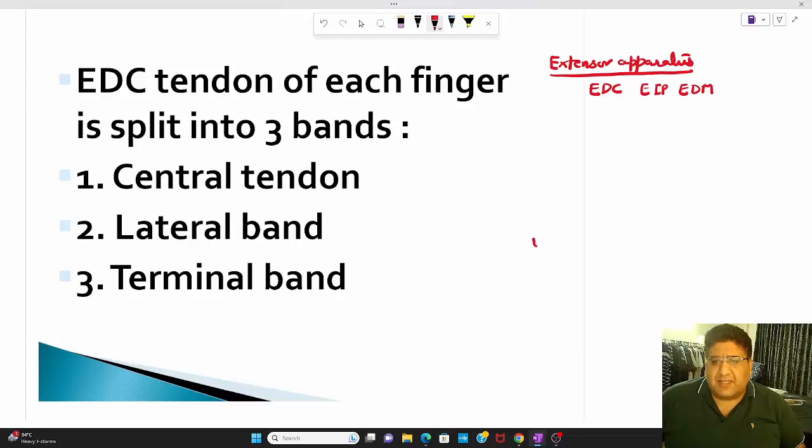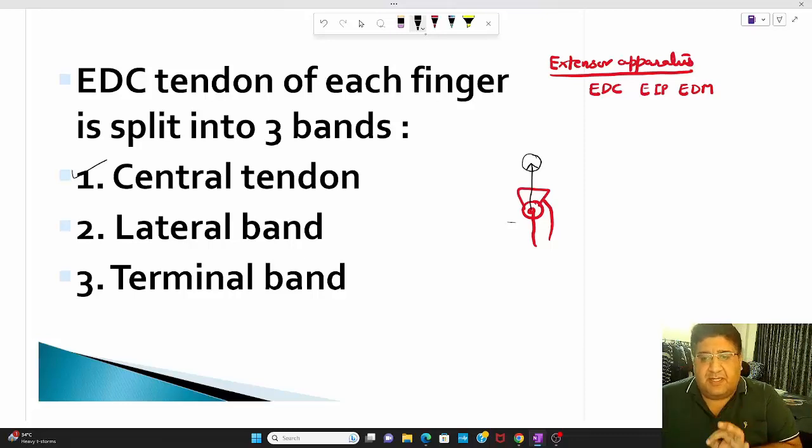Now as I told you, EDC will get inserted onto the base of the proximal phalanx. After that it will make a hood. EIP will get into that hood. Now EDC, after getting inserted onto the base of the proximal phalanx, will further give rise to something called the central slip or the central tendon. So the central slip or central tendon which I mentioned here is that central thing. Now mind it, it will get inserted onto the base of the middle phalanx.